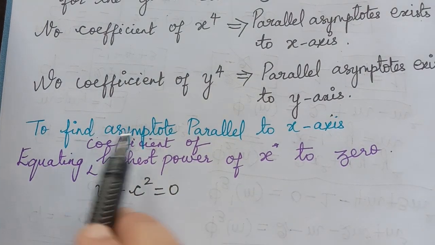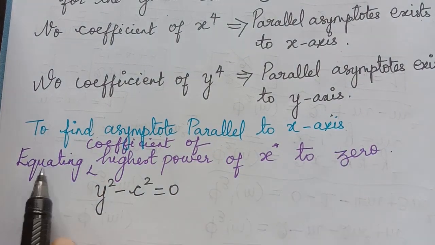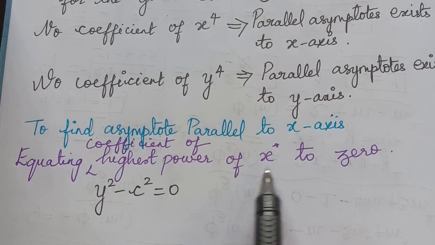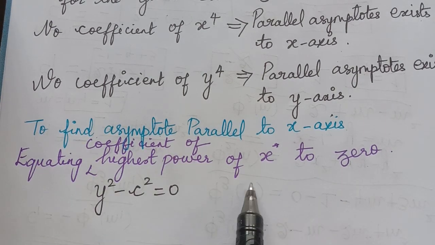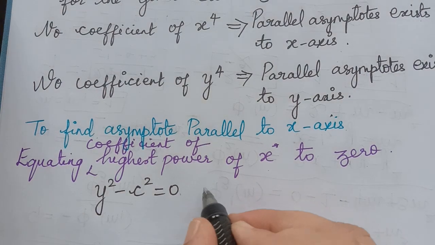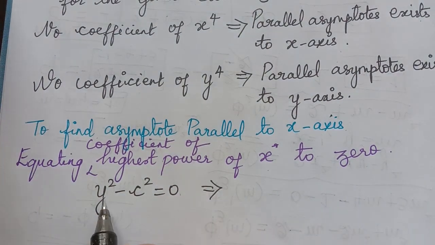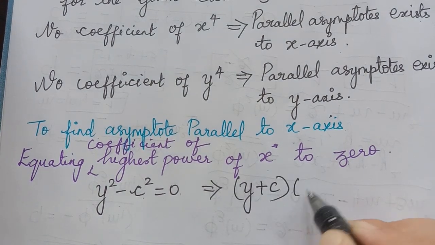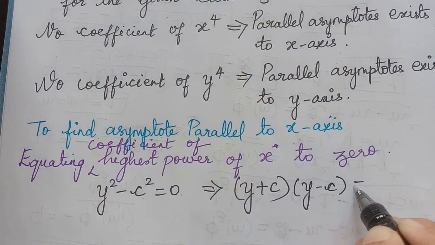So to find the asymptote parallel to x-axis, we are equating the coefficient of the highest power of x term to 0. The coefficient of the highest power of x term we found to be y squared minus c squared, and we have to equate it to 0. So from this, using the formula a plus b, a squared minus b squared, we can write this as y plus c multiplied with y minus c is equal to 0.